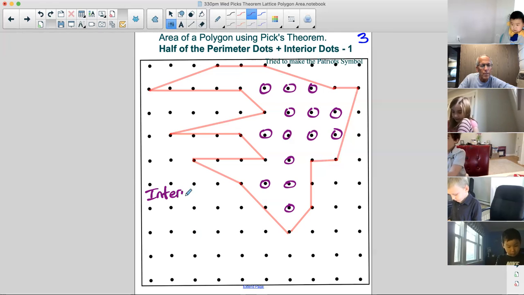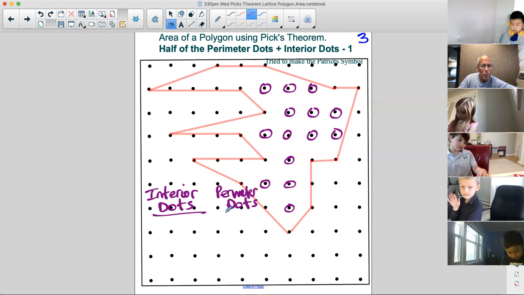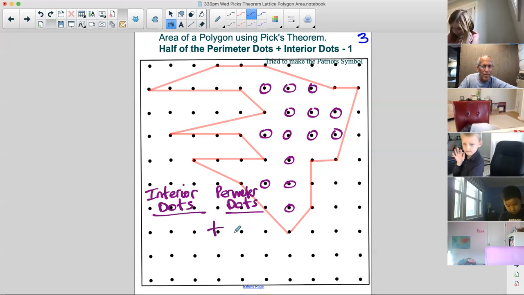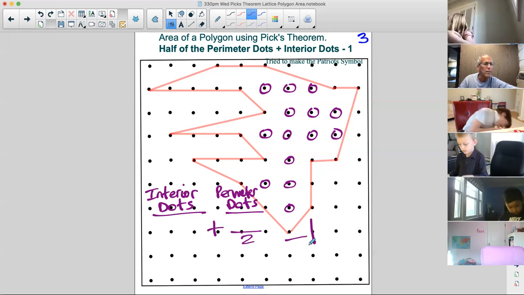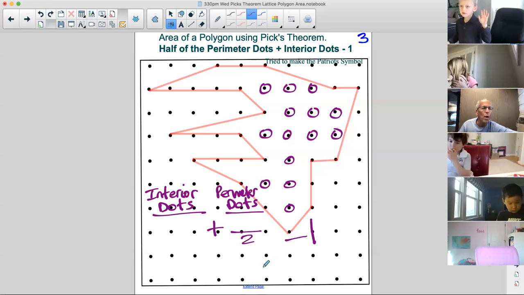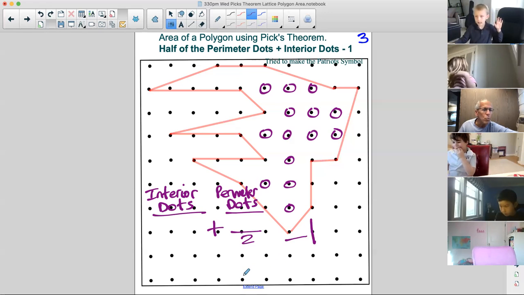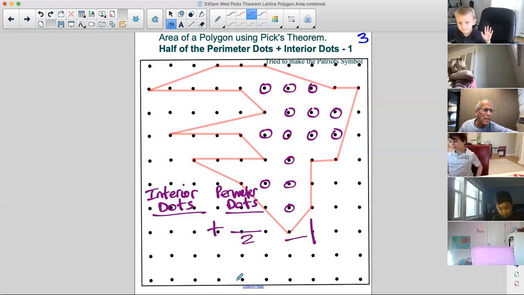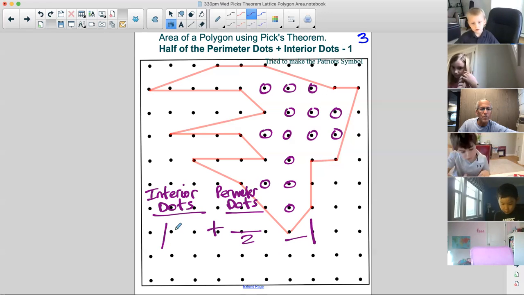So I'm going to write down interior dots, perimeter dots, and remember, we've got to divide that by 2, and then we've got to subtract 1, and that's going to give us our answer. So Brennan, you raised your hand. Do you want to first give me the interior dots? Go for it. I have the answer, but the interior is 14. So you say the interior is 14.